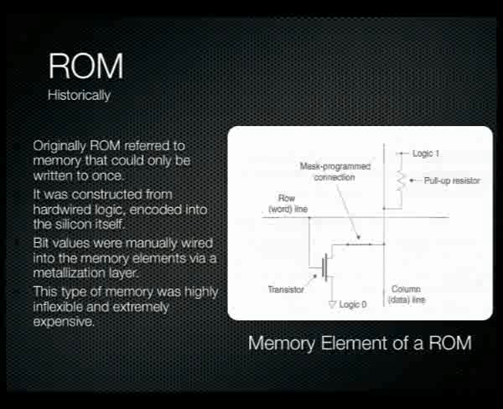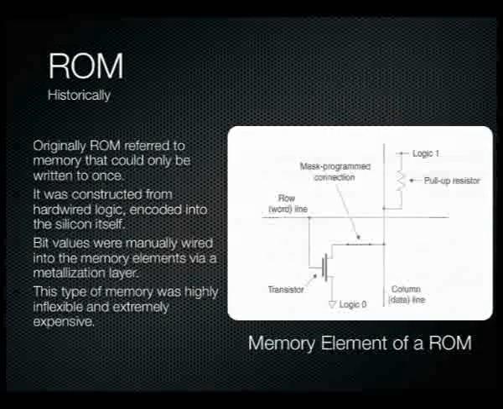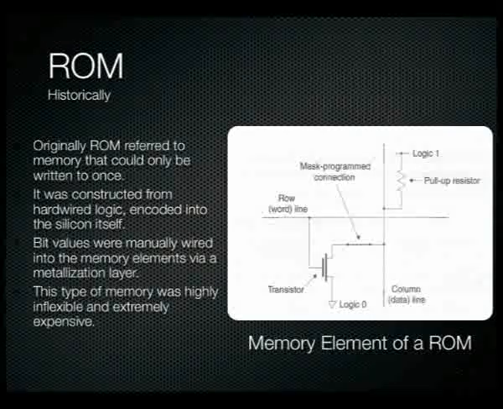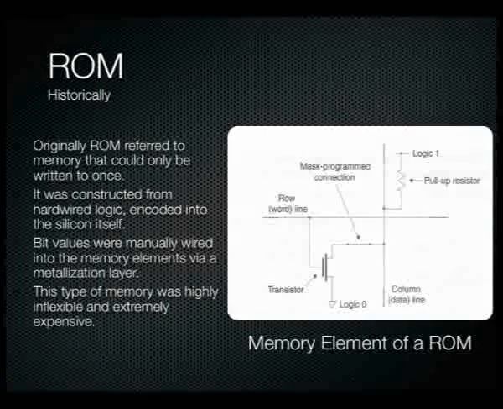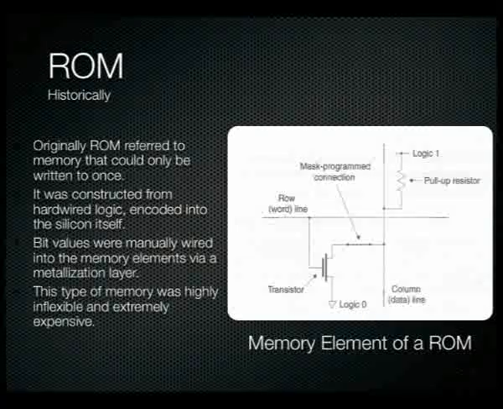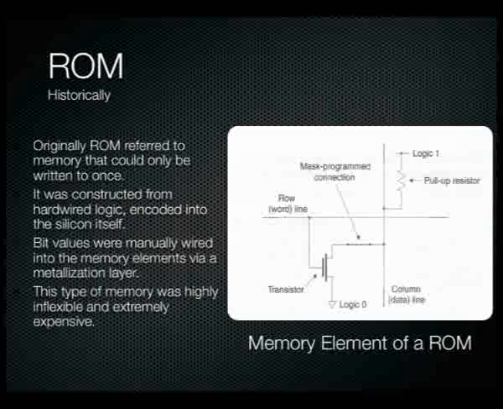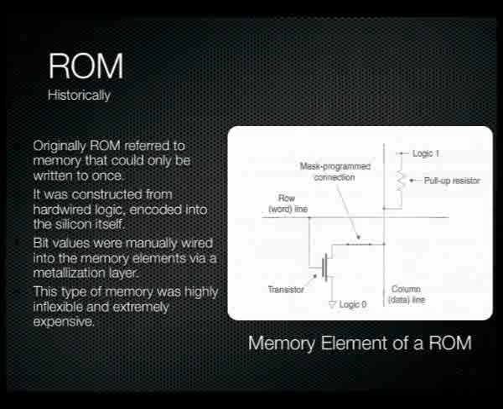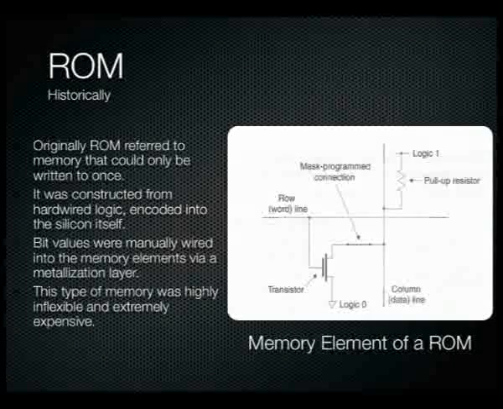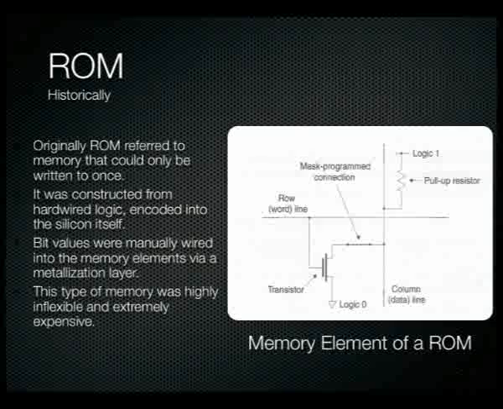So you had a silicon wafer with the memory decoder on it, the output buffers on it, and a two-dimensional array of memory elements. By default, all these memory elements were set to a logical value of 1, because each of these memory elements was missing the mask programmed connection. So if the connection is missing, all the memory elements would drive out a 1 if you read them.